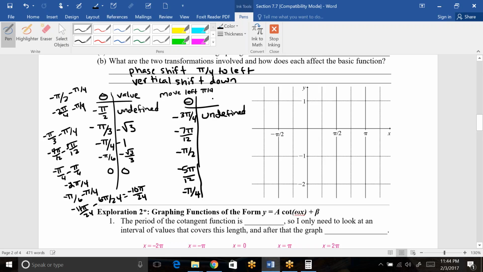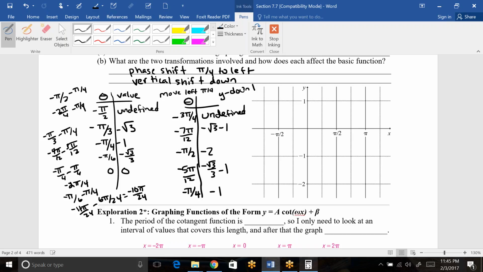Now, the other part that happens is that all of our y's are going to go down 1. So essentially the undefined doesn't change, because that means we're still dividing by 0. But this would be negative square root of 3 minus 1 more. Negative 1 minus 1 more would be negative 2. Negative square root of 3 over 3 minus 1, we'll get a decimal for that in just a minute. And 0 minus 1, which would be negative 1.